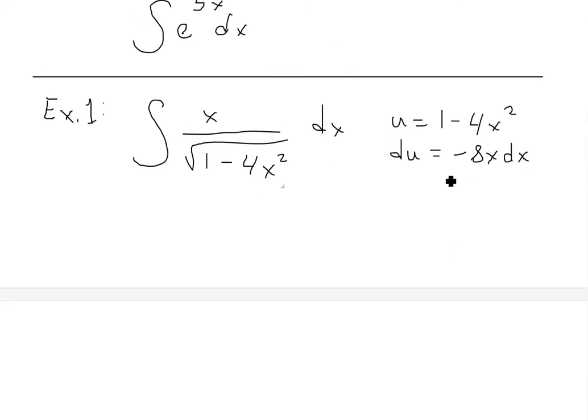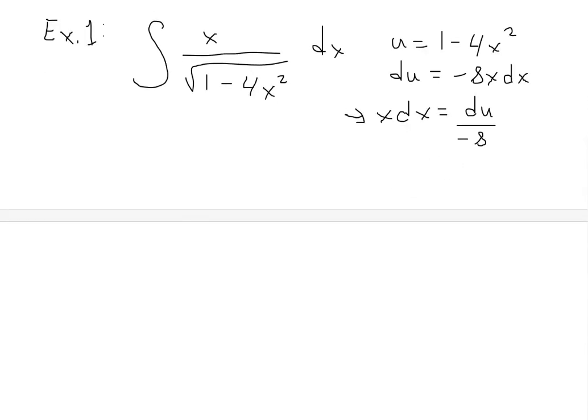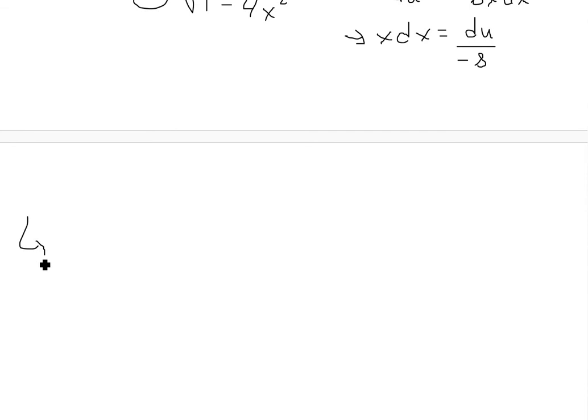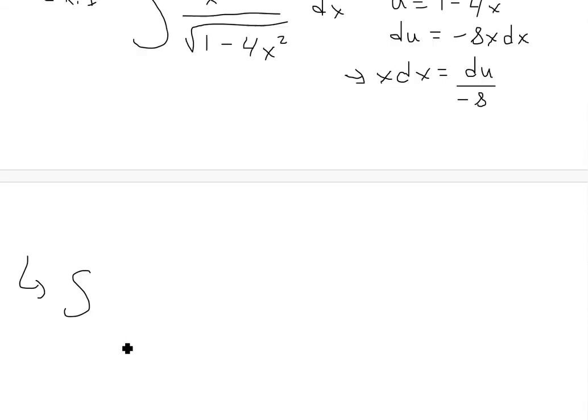Now we're almost ready to plug this in, but first we have to solve for x dx. We can write x dx equal to du divided by negative 8. Now we can plug this into the integral, so we get the integral of negative 1 over 8 times du over the square root of u.